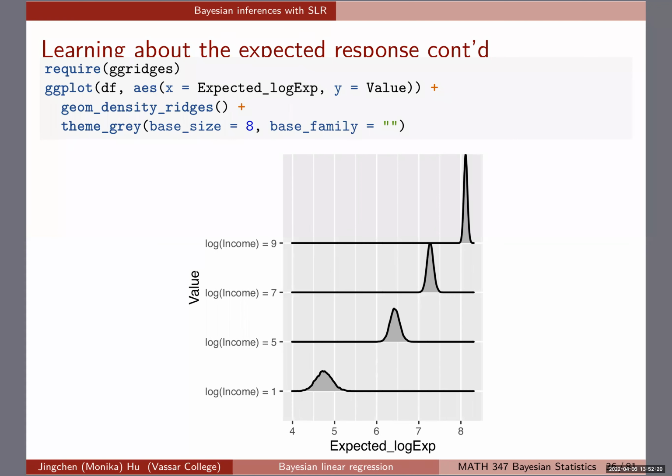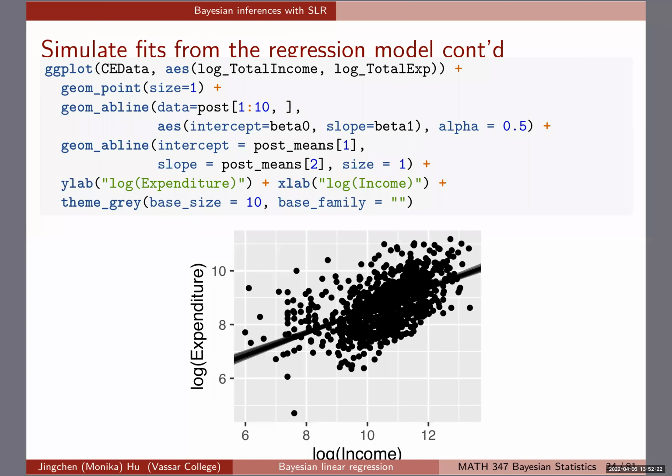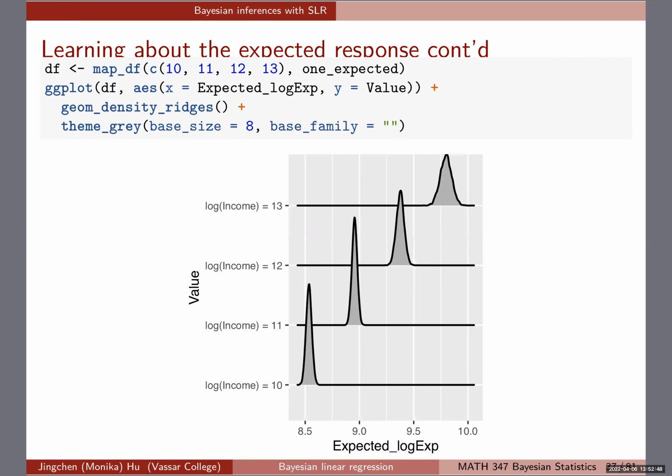If I once again come back to my scatter plot, this is looking at from 10 to 13. You can see that as we move along x from smaller to larger, from 10 to 13, we're getting less and less data as x increases in this range. And that's once again why we're seeing a higher level of uncertainty for the expected value as well.